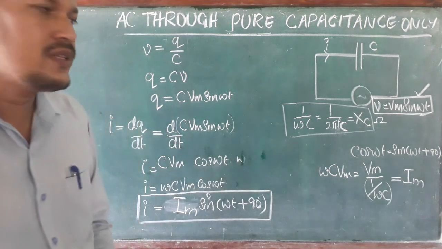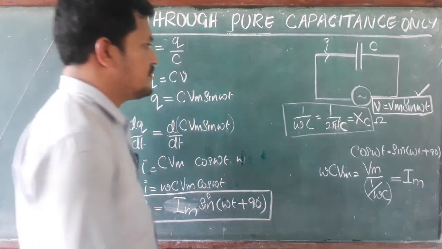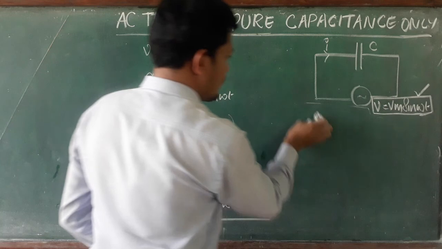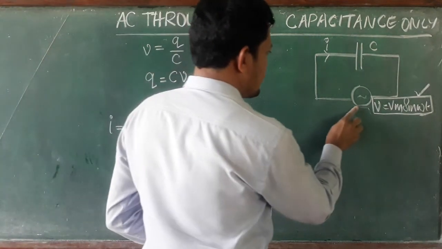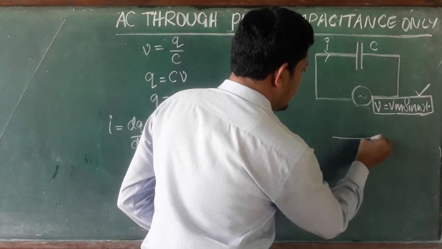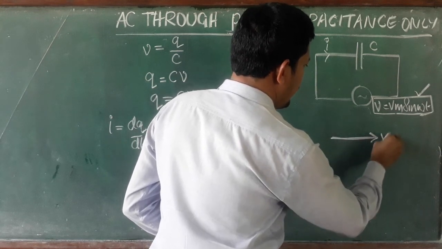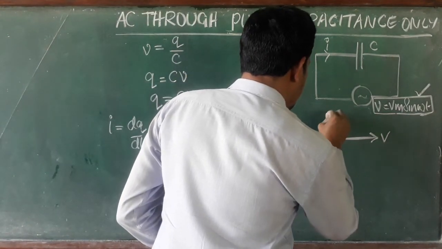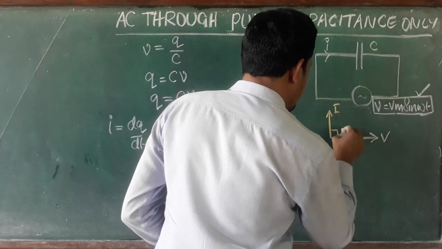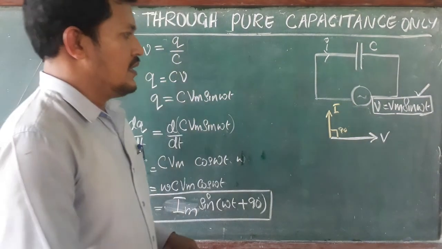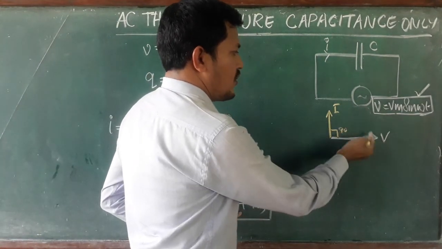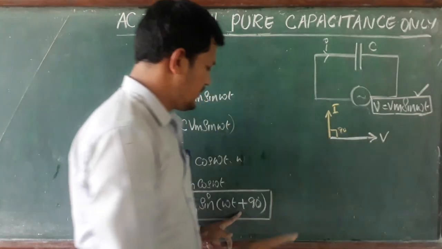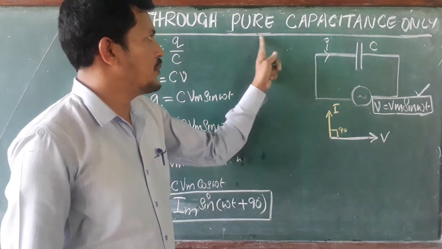Now we are going to draw the phasor diagram and the waveforms. So I am drawing here the phasor diagram. Voltage is the reference, on the x-axis. Clear? Now what about the current? Current is exactly leading by 90 degree. So this is I, and this is 90 degree. Plus 90 is anti-clockwise. So plus 90 degree leading. Clear? It's the phasor diagram for a pure capacitance.